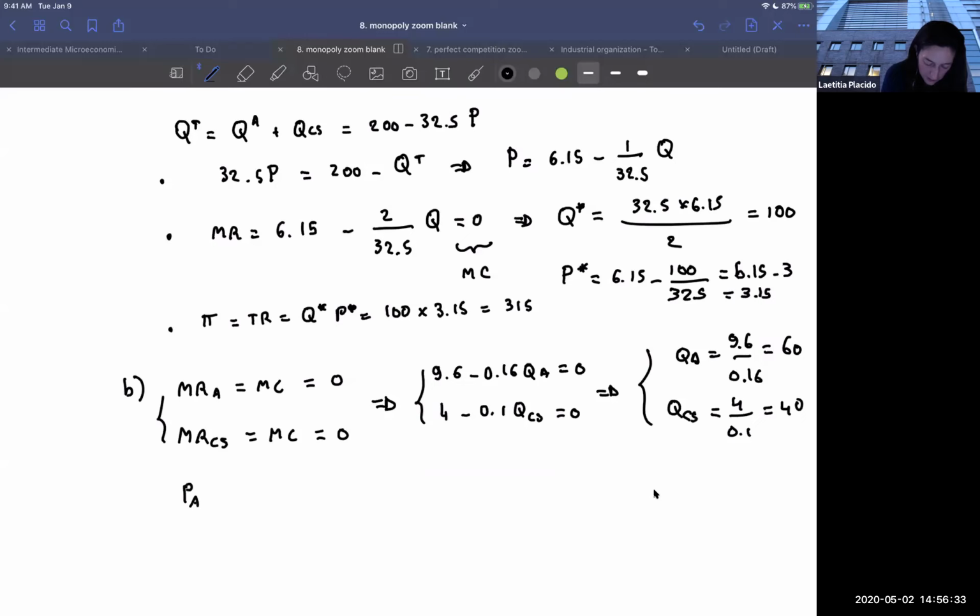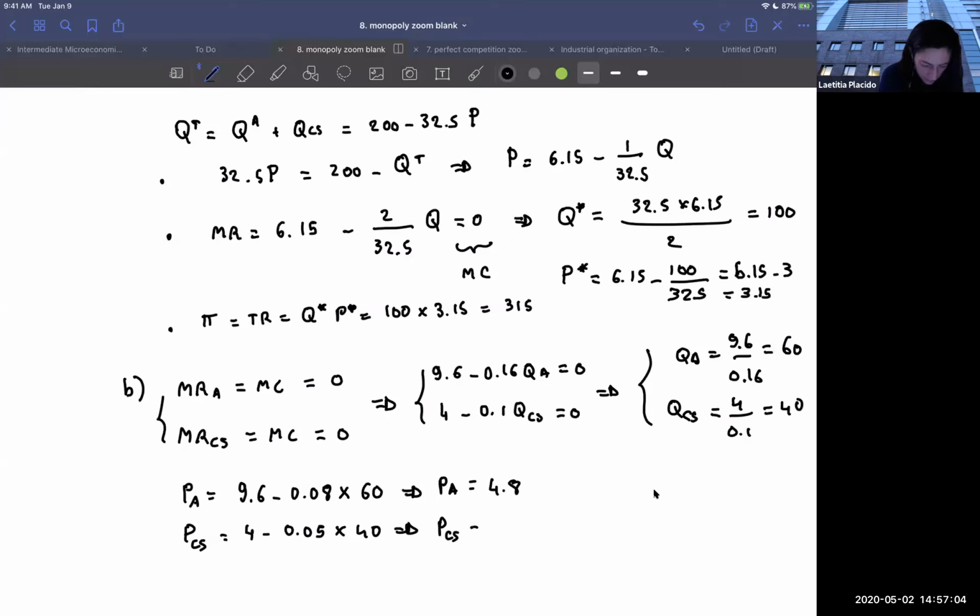So PA is 9.6 minus 0.08 times QA. Okay, so PA is 4.8. We do the same for the children and seniors. Price is 4 minus 0.05 times 40. And so the price is 2.